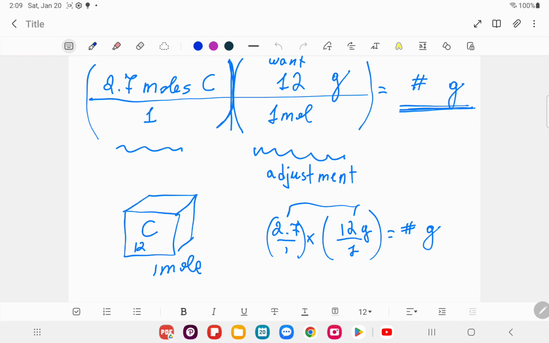Why do we need to do that? Well, because I can weigh only grams on the scale. I cannot weigh moles. I have to weigh grams. So this is a way of converting moles to grams. So let's try again.